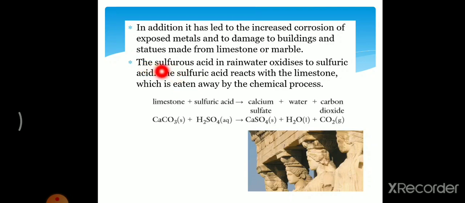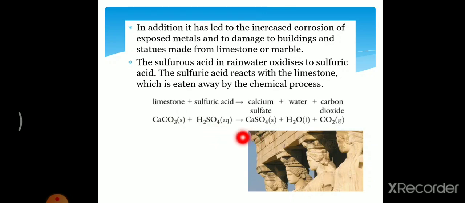See here, that sulfurous acid in rainwater oxidizes to sulfuric acid. Sulfurous acid becomes sulfuric acid because of further oxidation. This sulfuric acid reacts with limestone, which is eaten away by the chemical process. You can see in this one, these are statues made up of limestone or marble. You can see the nose and the faces are being damaged because of acid rain, that is, because of sulfuric acid in this case.